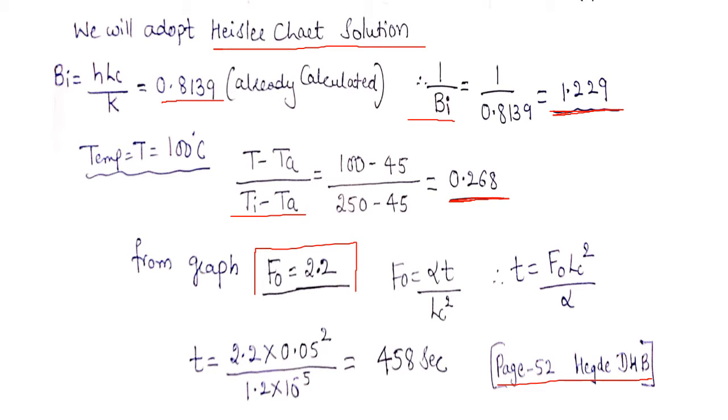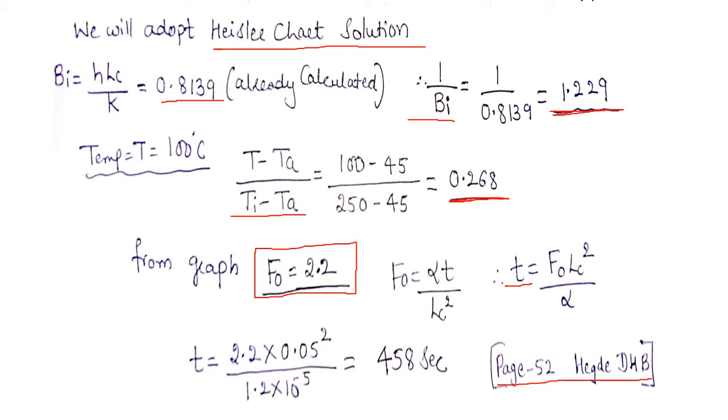From the graph we have calculated the value of Fourier number as 2.2, whereas this Fourier number is given by alpha t divided by Lc square. This is the formula, already we have derived it when dealing with the theory classes. So with this formula, let me calculate the value of t. Therefore t is given by F0 into Lc square divided by alpha.